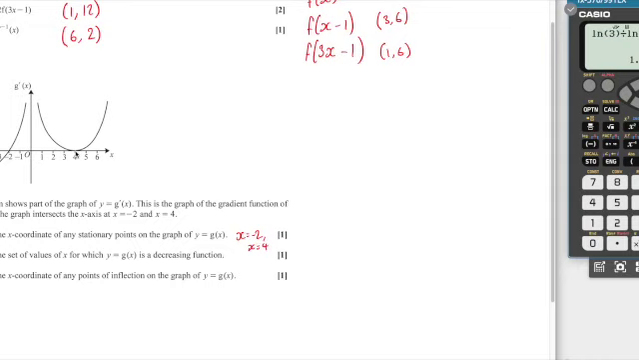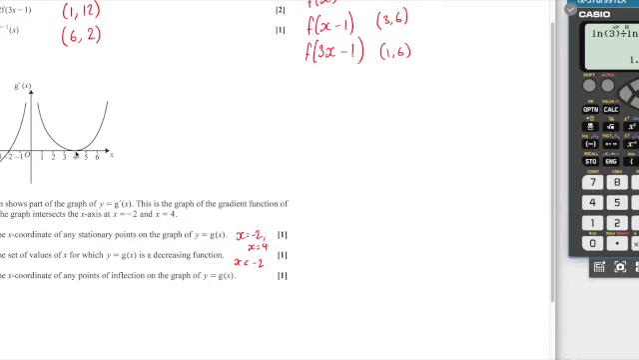State the set of values of x for which y equals g of x is a decreasing function. So a decreasing function is where my gradient is negative. So the only place on this graph where my gradient is negative is where x is less than -2.